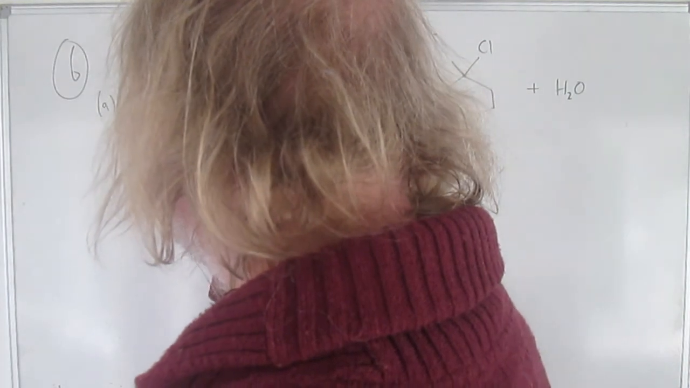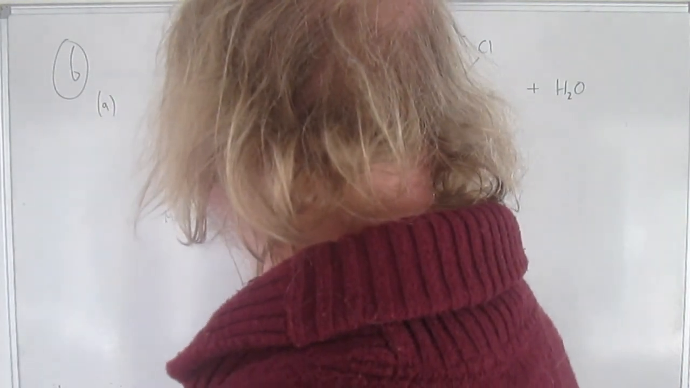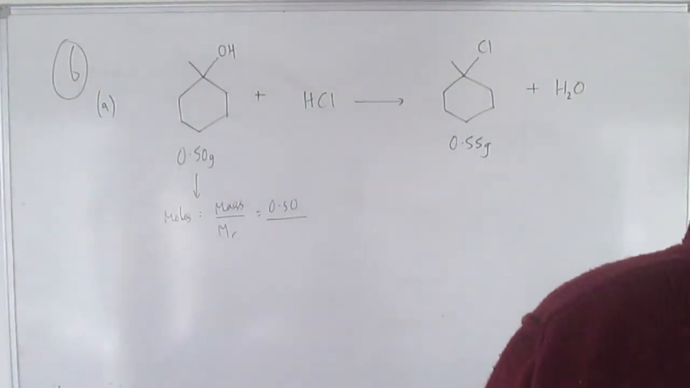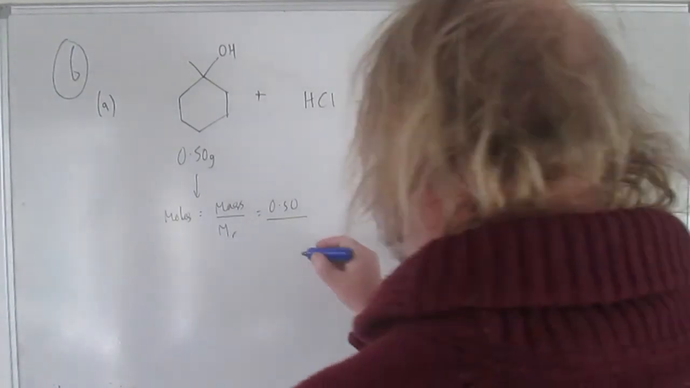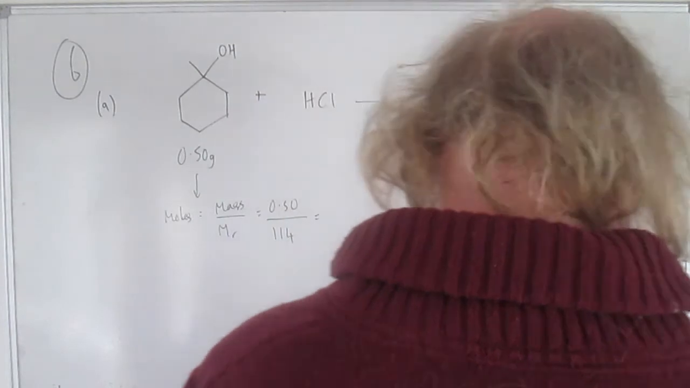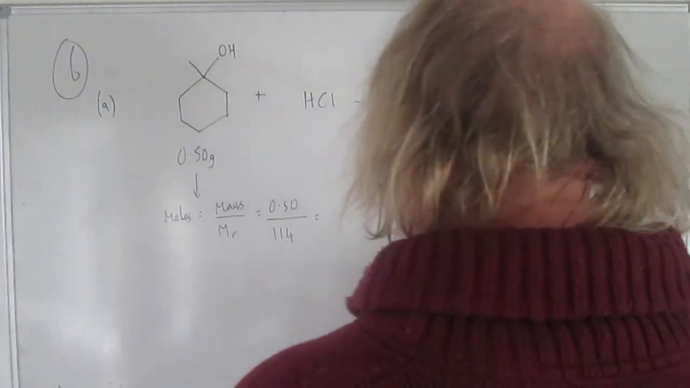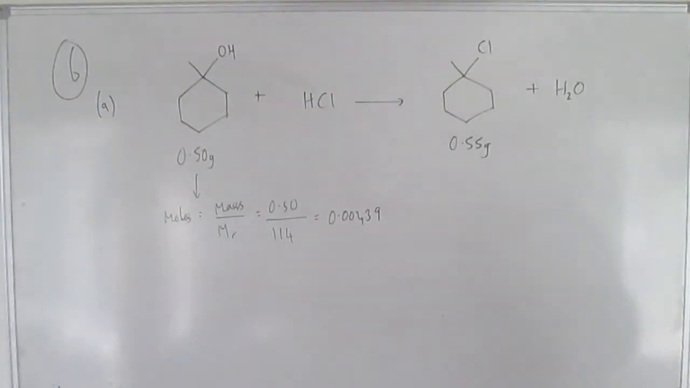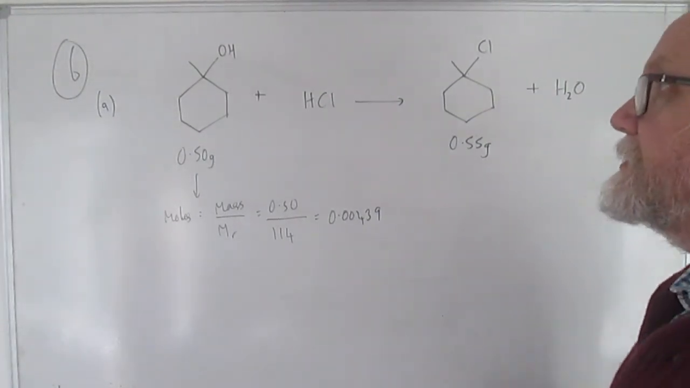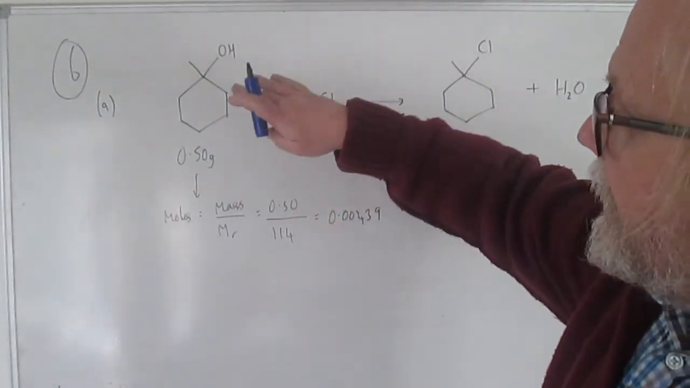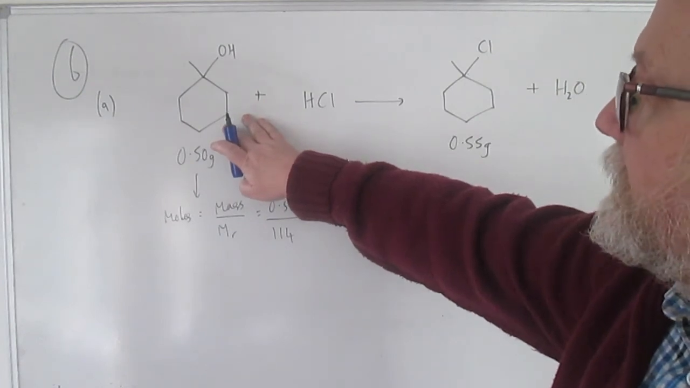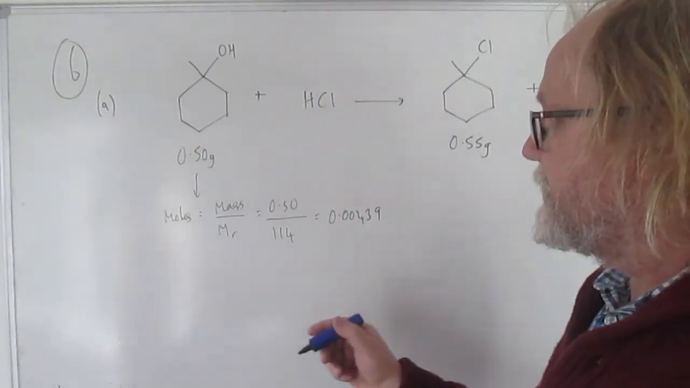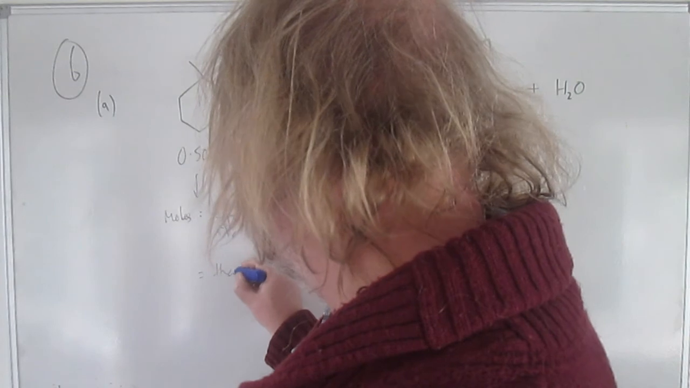So we get moles of that is mass over MR, which is 0.50 divided by the MR of that compound, which is 114, and that comes to 0.00439 moles of our starting material, and that will be equal to the theoretical yield, because you can see from the equation that however many moles of this you start off with, theoretically you get that same number of moles of product, because one of these goes to one of those. So that's equal to the theoretical yield.